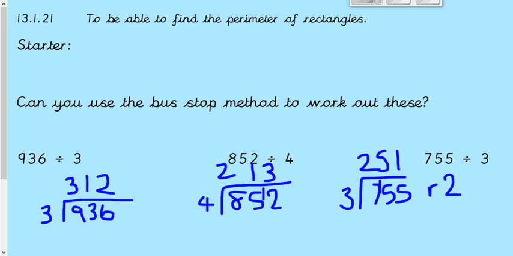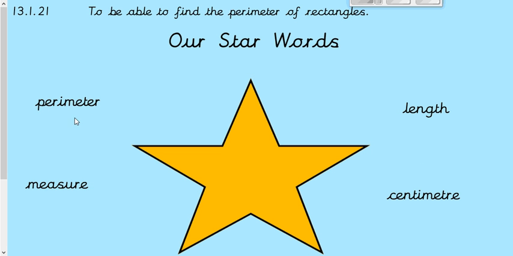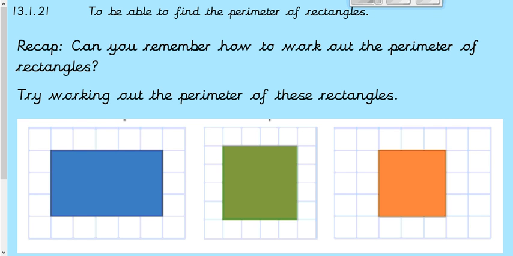So as I said, today we're going to carry on with perimeter. So we're going to carry on looking at the perimeter of rectangles. So we have pretty much the same style words as yesterday, I think, so nothing to go through there, to be honest. So quick recap then, can you remember how to work out the perimeter of rectangles?